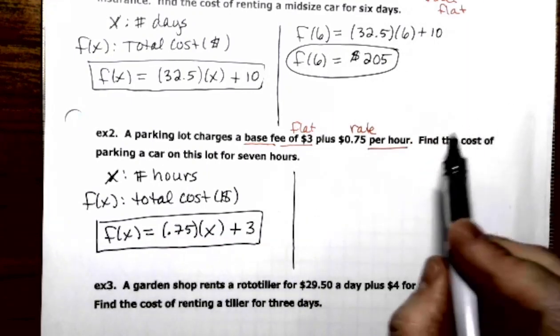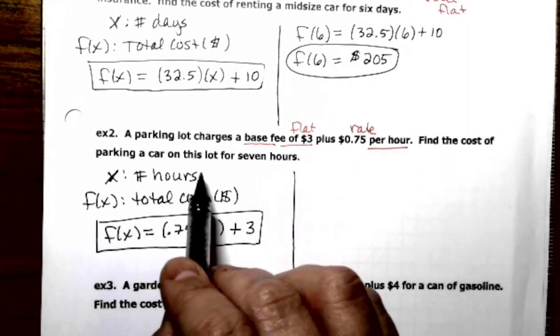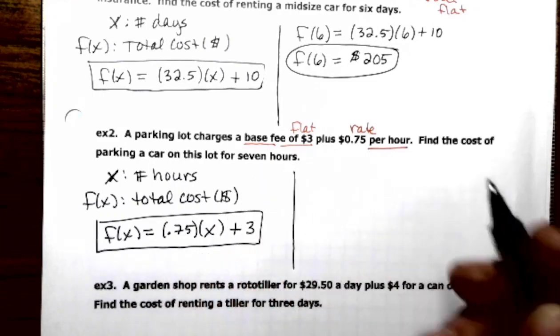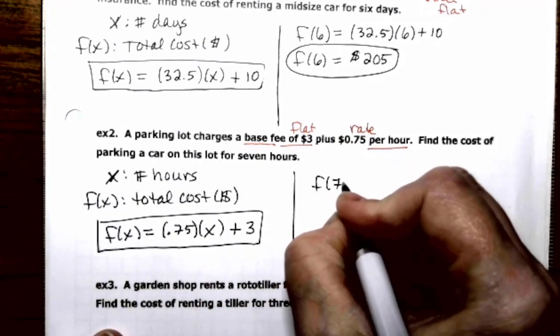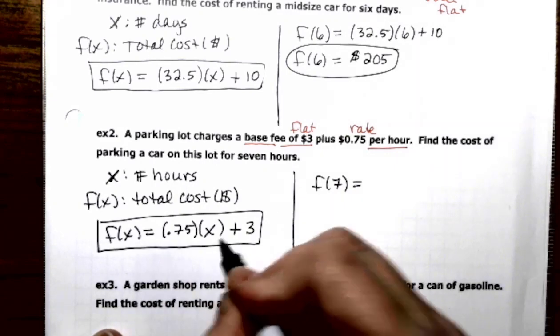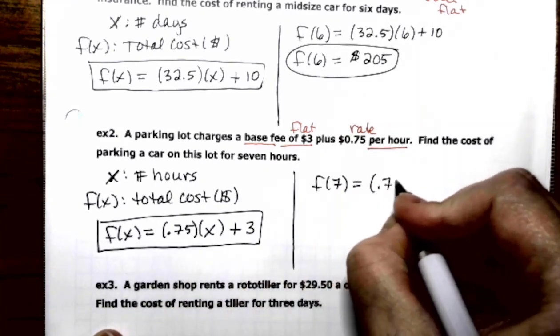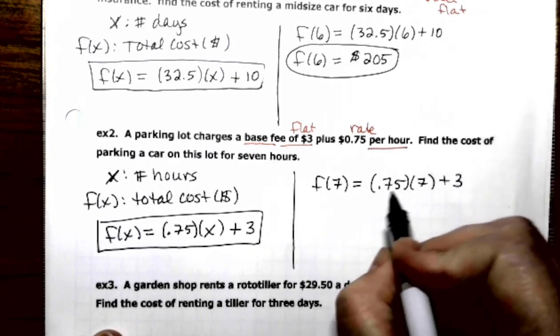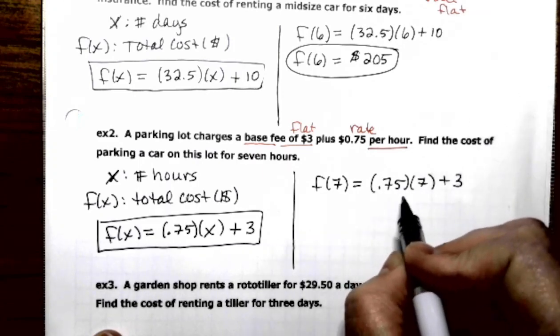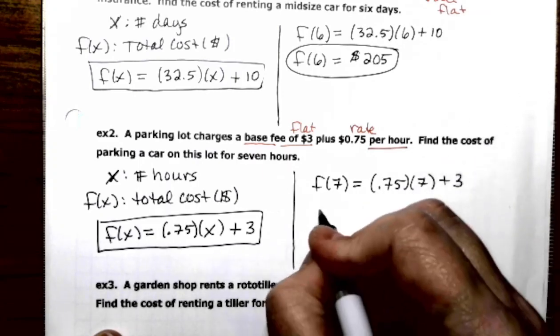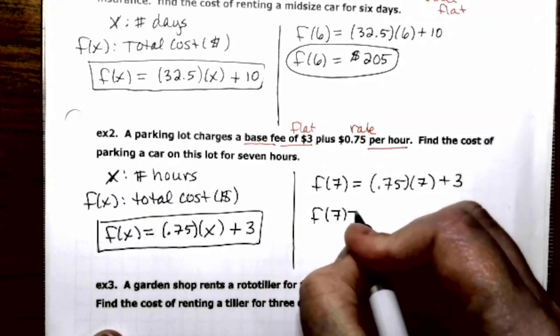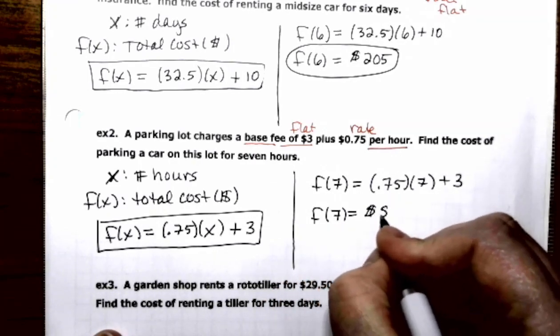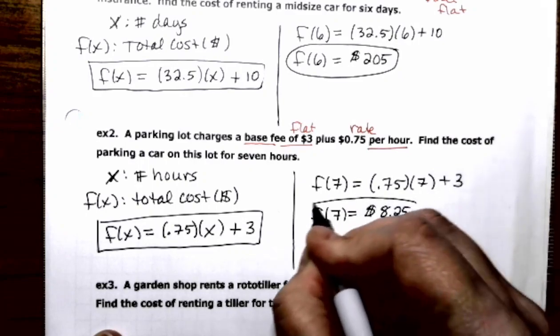Okay, so we want to now find the cost of parking a car on this lot for 7 hours. So we're looking for f of 7. So we're going to replace x with 7. So 0.75 times 7 plus 3. You multiply 0.75 times 7 and then add 3 to it. And f of 7 equals $8.25 total.